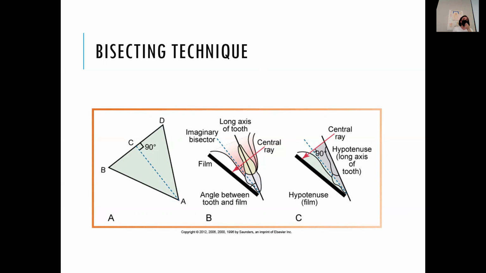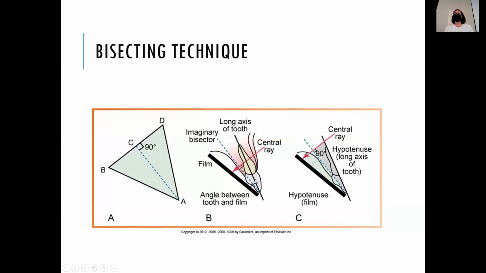We'll practice it in lab, but the bisector is the imaginary line that will then create, you can see, a perpendicular angle right through here. It'll create a 90-degree angle when the central ray hits the sensor, if you get your angles right. Now it's very hard to get your angles right, and that's why we have distortion with bisecting, but we just calculate that in. We just know that that's going to happen because it's hard to do. So that's what it's showing here.